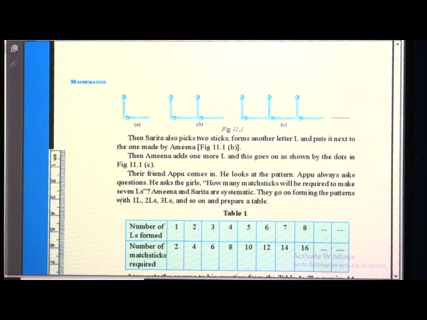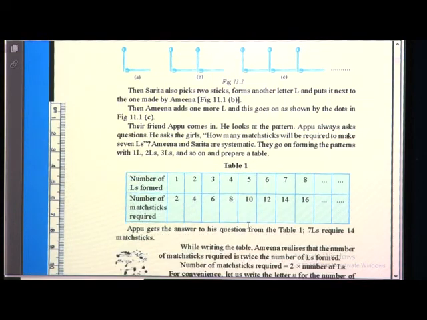Okay students, their friend Appu comes in. He looks at the pattern. Appu always asks questions. He asks the girls how many matchsticks will be required to make 7 L's. If we want to make this type of 7 L's, how many matchsticks are required? Amina and Sarita are systematic. They go on forming the patterns with 1 L, 2 L's, 3 L's and so on to prepare a table.